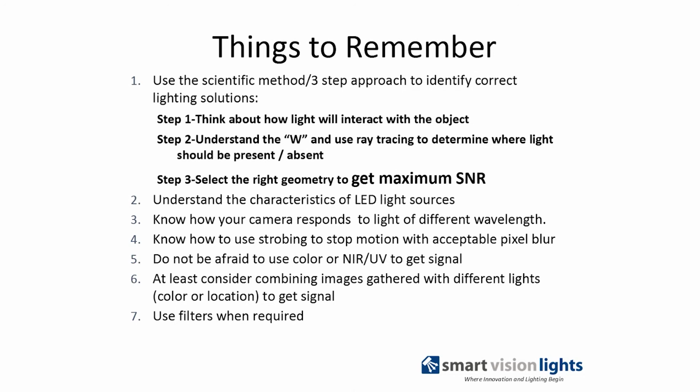Other additional attributes which we'll cover in other modules are understanding the characteristics of LED lighting sources, know how your camera responds to light at different wavelengths, and how your object responds to light at different wavelengths. Know how to use strobing to stop motion with acceptable pixel blur. Do not be afraid to use color or non-visible NIR or UV light to get your signal. And at least consider combining images gathered with different lights, color, location to get the signal.